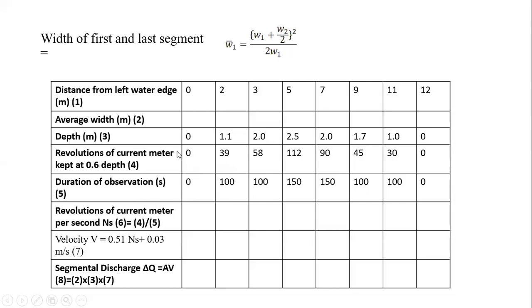You will divide this number of revolutions by a time period, means row number 4 by row number 5, 39 by 100, 58 by 100, likewise. That will be revolution of current meter. Then velocity v 0.51 ns plus 0.03 in meter per second, it is row number 7. So here in this equation of the velocity, if you put up the value of a number of revolutions per second, you will get the velocity for each and every segment. And at the last, segmental discharge delta q, area into velocity. Area क्या आएगा? Average width into depth, means product of row number 2, row number 3 with the velocity, that is a row number 2 into row number 3 into row number 7 will be there in, isn't it?